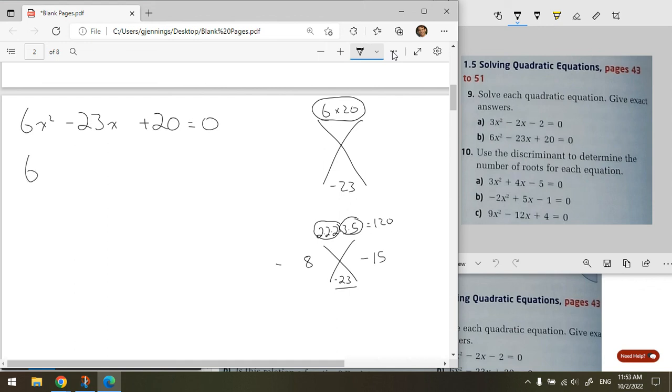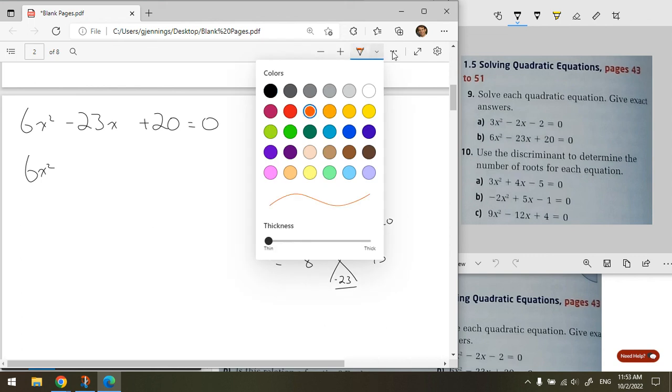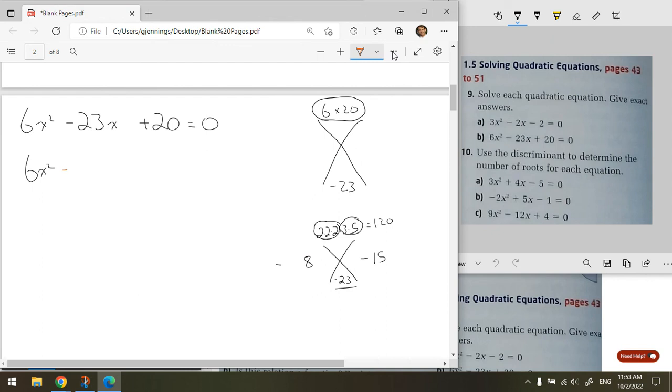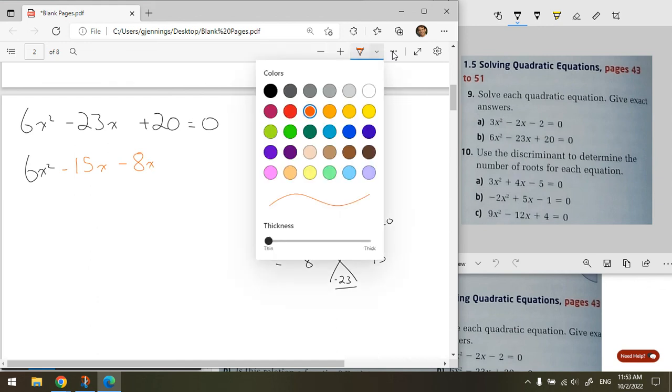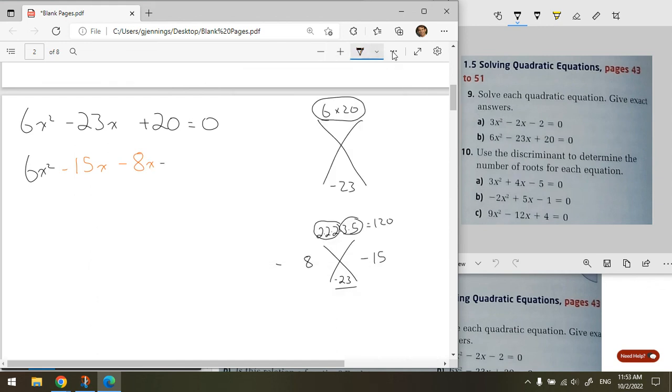So we're going to have 6x squared minus 15x minus 8x plus 20 is equal to 0. Okay, I just broke this 23 down into two pieces. Now let's factor each one of these.